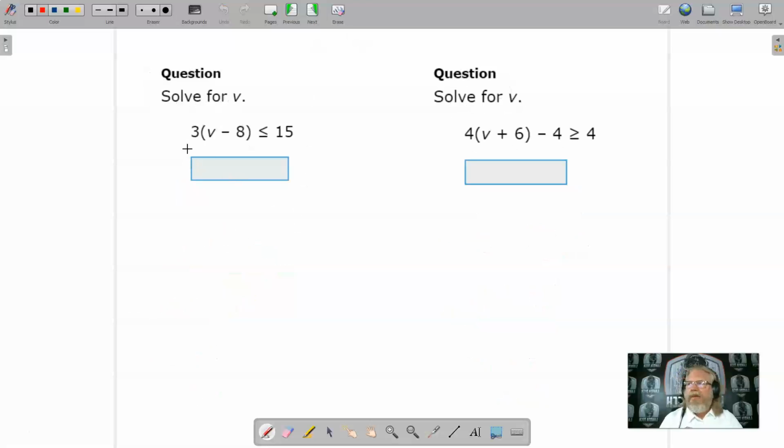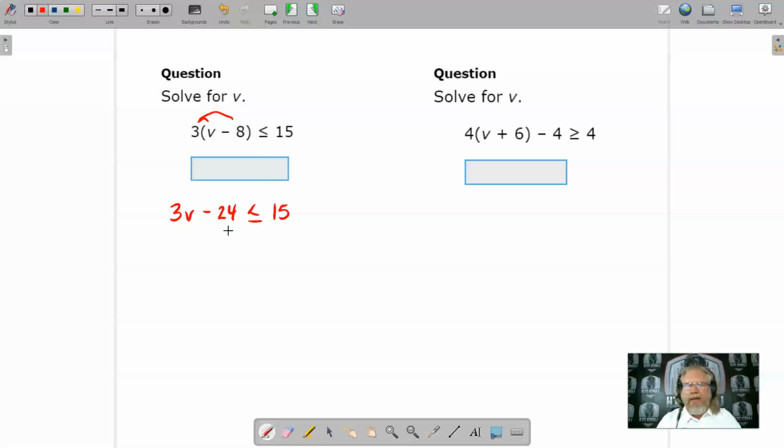This one here: 3 times the quantity of v minus 8 is less than or equal to 15. Hopefully you remember that this is going to be the distributive property, right? We did properties at the beginning of this course. So 3 times v and 3 times negative 8. 3 times v is 3v. 3 times negative 8, positive times negative is negative. 3 times 8 is 24. And then let's bring down that less than or equal to 15.